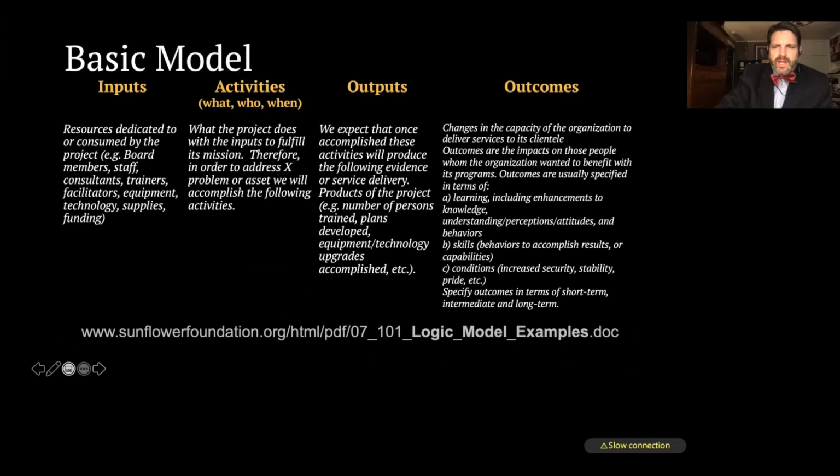So this is what a logic model looks like, laying it out with the inputs, the resources, the activities, what exactly you're doing, who are the people that you're working with, when you're planning to do it, and then the outputs. These are the activities that will be produced, the number of persons trained, plans developed, equipment, technology upgrades accomplished, etc. And then the outcomes.